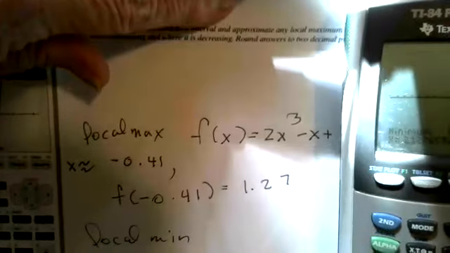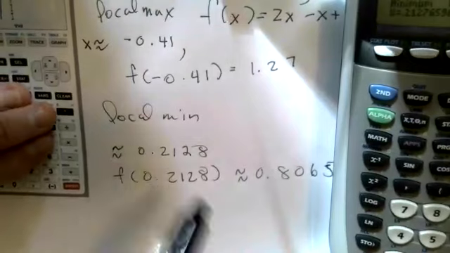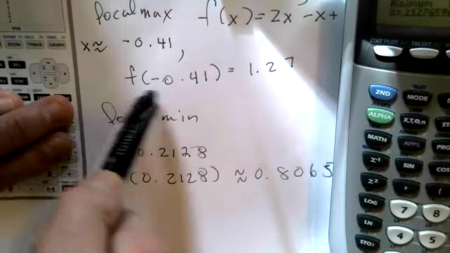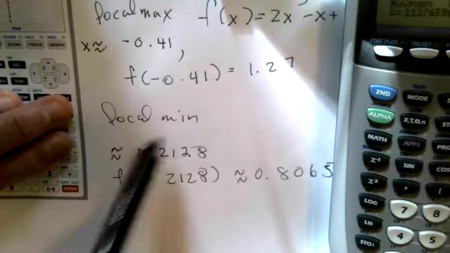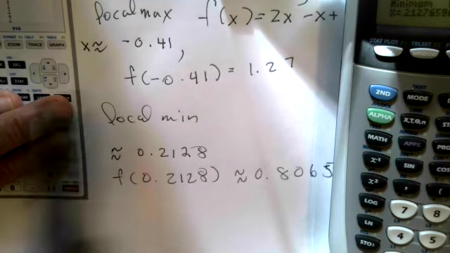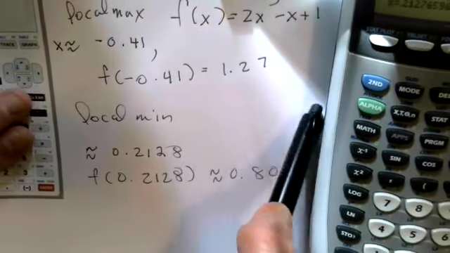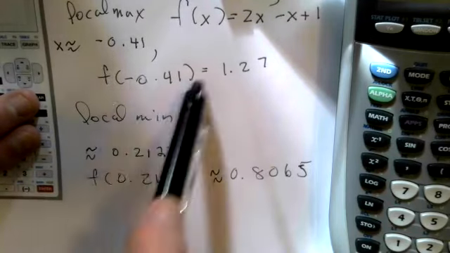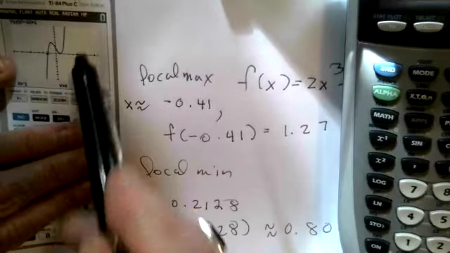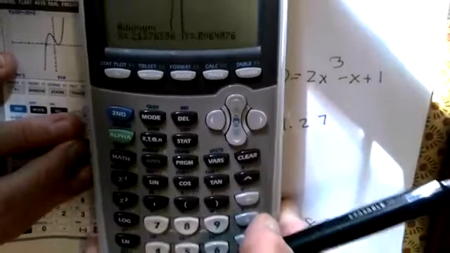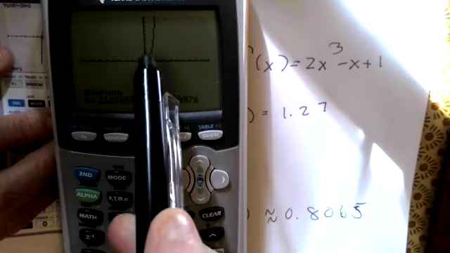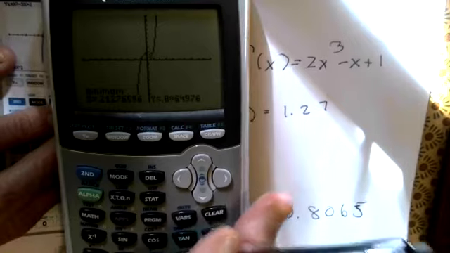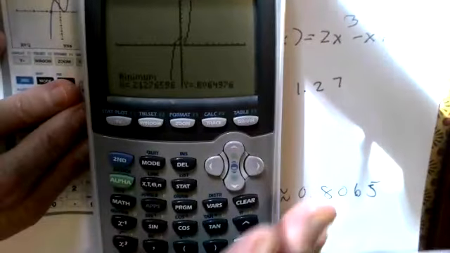Now, it doesn't matter whether the x value is greater than the other. The local max occurred at a negative x value, and the local min occurred at a positive x value. That doesn't matter. What matters is this is the highest y value when you're close to right here, and when you're close to right here, that's the lowest y value. So we have a local max and a local min.